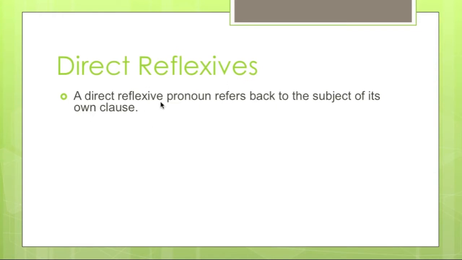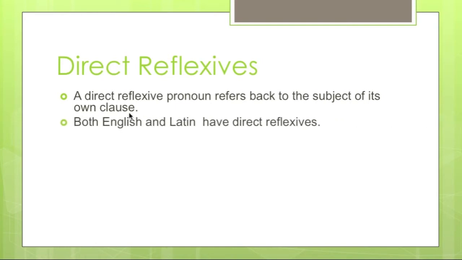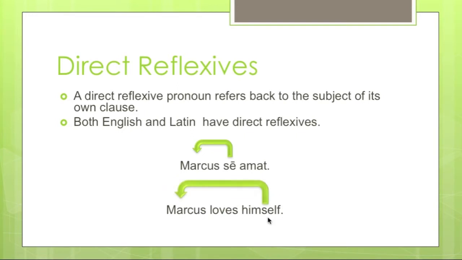A direct reflexive pronoun refers back to the subject of its own clause. Both English and Latin have direct reflexives. For instance, in Latin we say Marcus se amat, and that becomes in English, Marcus loves himself. In these cases, the reflexive pronoun se in Latin, and himself in English, is referring back to the subject of its own clause.